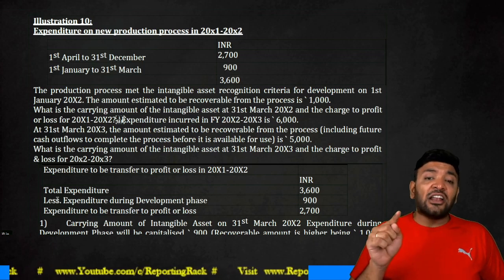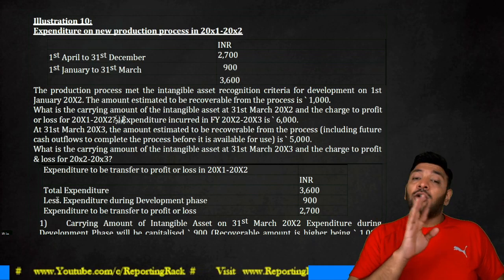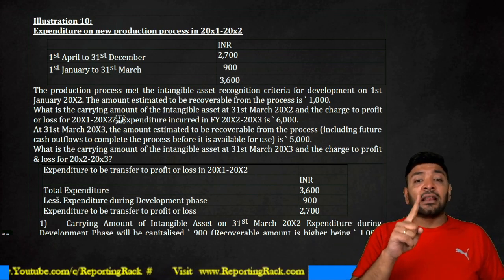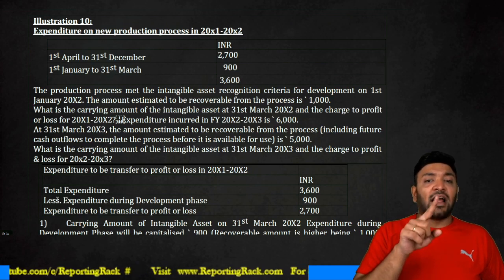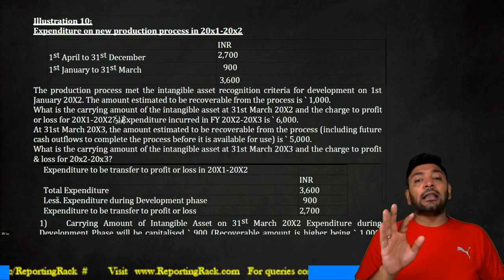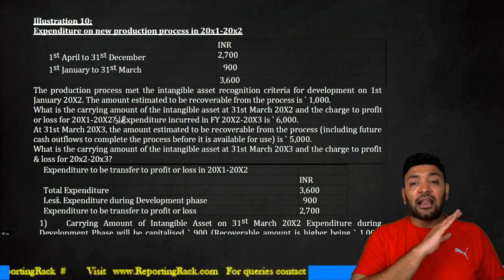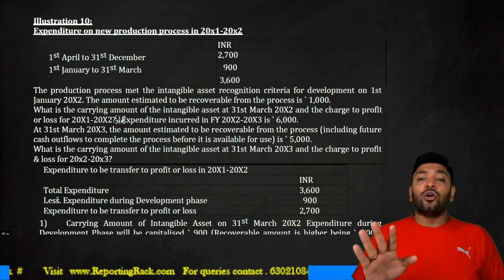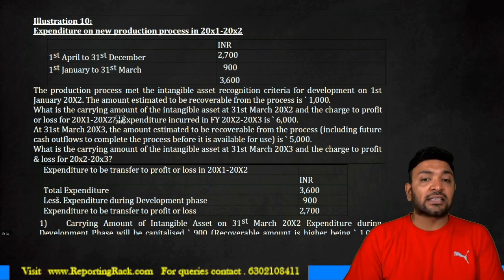The recoverable value of this asset is 1,000. No impairment is supposed to be recognized. Impairment will only come in when the recoverable amount is less than carrying value. Carrying value 900, recoverable amount 1,000. Sorry, the recoverable amount is greater than the carrying value. No impairment as per IND AS 36.